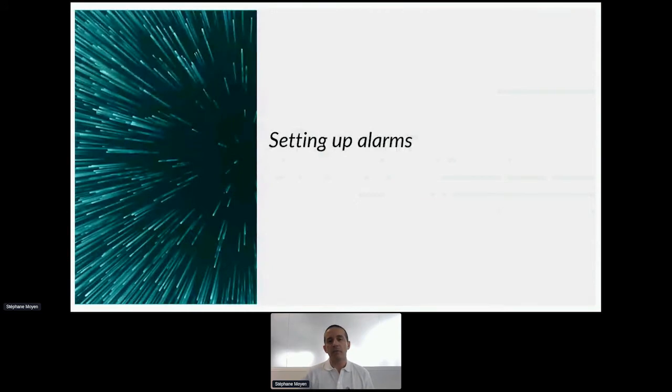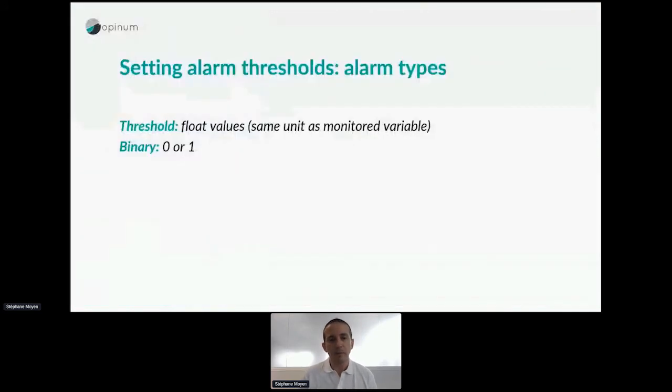So how you can set up the alarms? Well, first, I was talking about alarm types. There are two types for alarms. The first one is the threshold type, which will use float values. So basically, you're going to be using the values in the same unit as the monitored variable on which you set up the alarm. And it can also be of binary type, in which case you have a 0 or 1 state. So either the set or reset states will be 0 or 1.